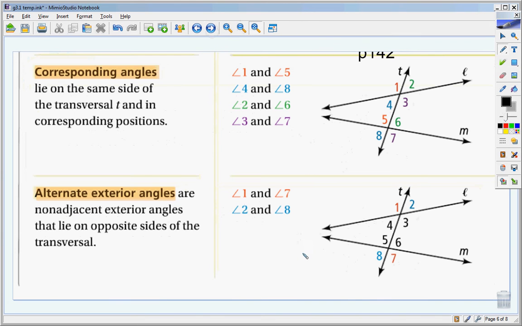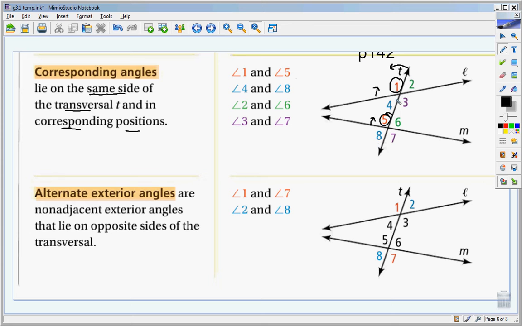Still on page 142. Corresponding angles hold the same corresponding place. They lie on the same side of the transversal, but in corresponding positions. In other words, if you look at angle 1, you'll notice that it's on the top of the line, but it's on the left side of the transversal. Angle 5 is on the top of the line and the left side of the transversal. 1 and 5 are corresponding.